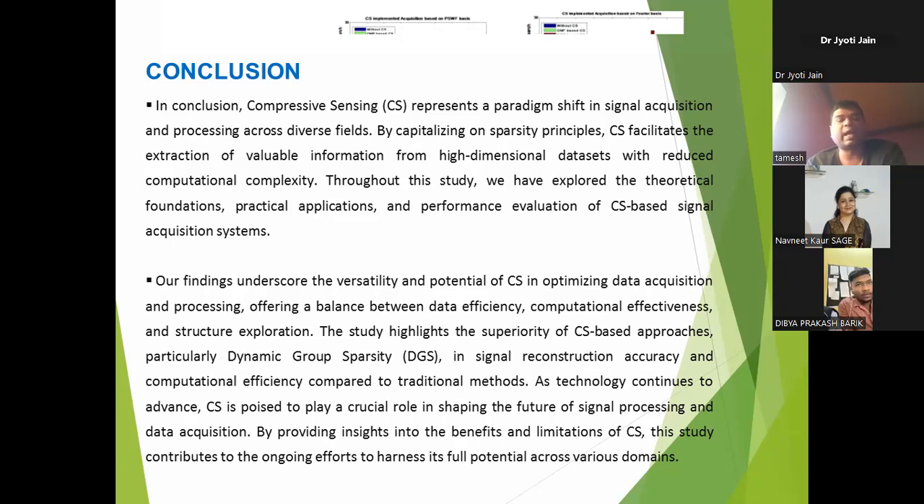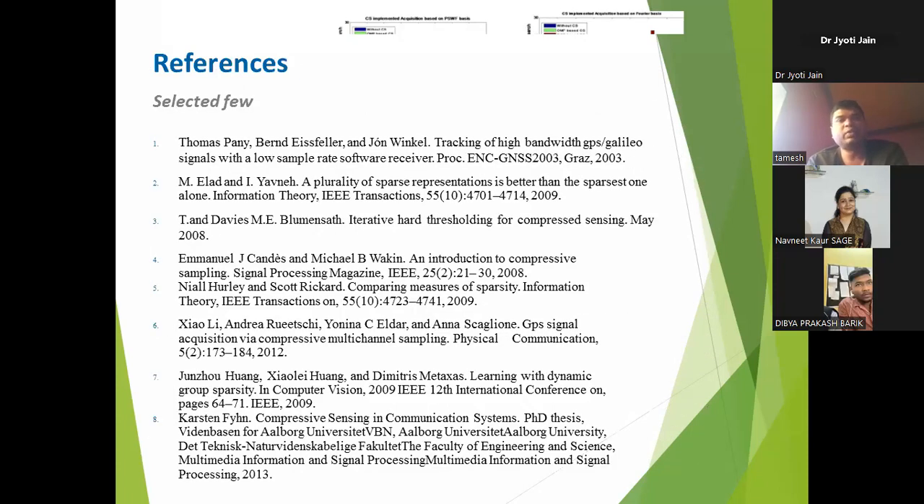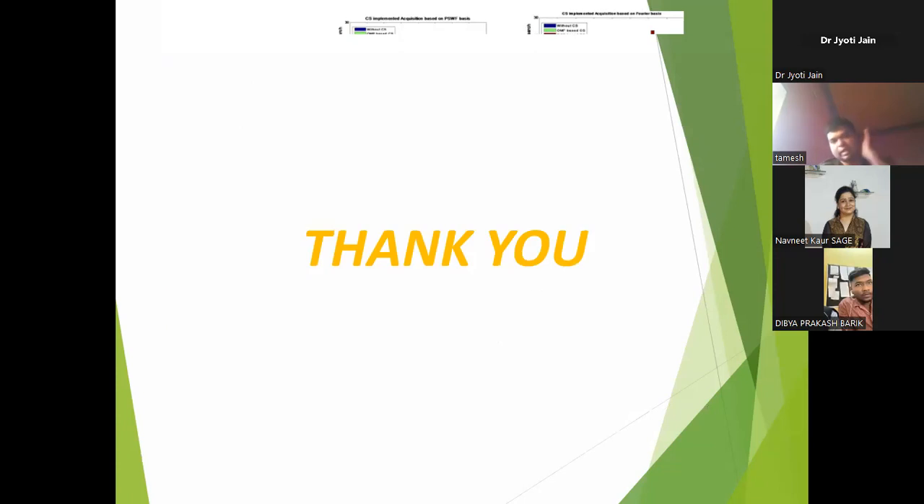And here, if we think of the computational complexity of the dynamic group sparsity measurement, K is the time bandwidth product, which is 366. So these are a few selected references, and I am open for questions. Thank you.